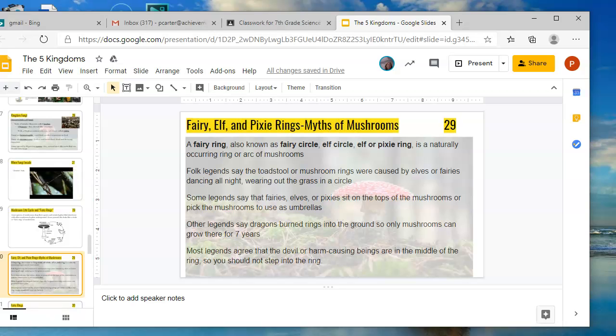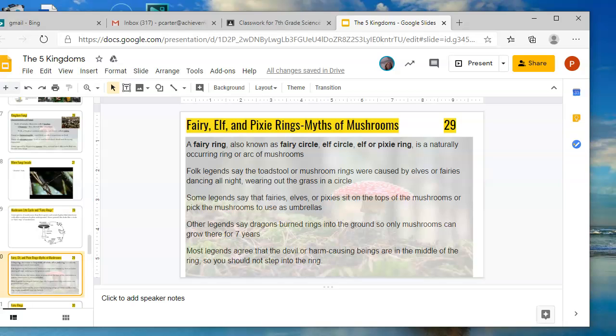Fairy, elf, and pixie rings, the myths of mushrooms. A fairy ring, also known as fairy circle, elf or pixie ring, is a naturally occurring ring or arc of mushrooms. Folk legends say the toadstool or mushroom rings were caused by elves or fairies dancing all night, wearing out the grass in a circle. Some legends say that fairies, elves, or pixies sit on the tops of the mushrooms or pick the mushrooms to use as umbrellas.